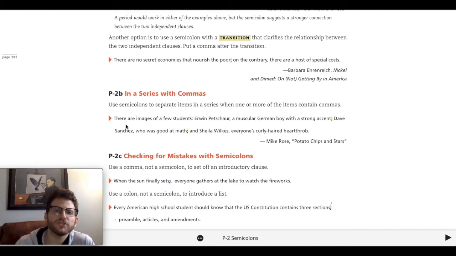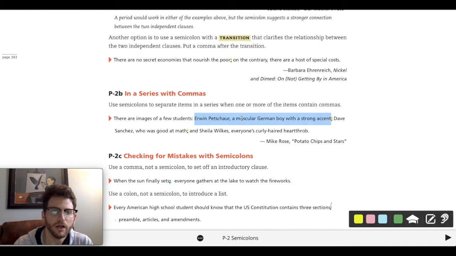But there are images of a few students: colon. Now we have a list. Now look at the items in the list. "Erwin Peshtor, a muscular German boy with a strong accent." So you'll notice this first item, and this is one item in the list.